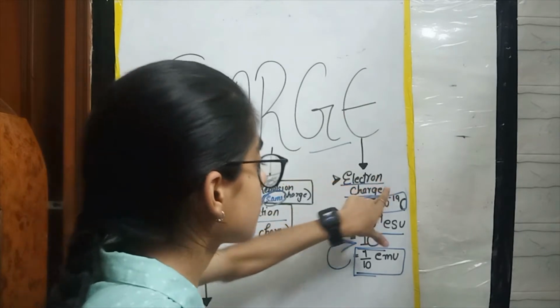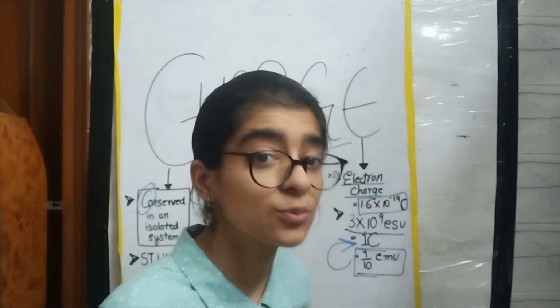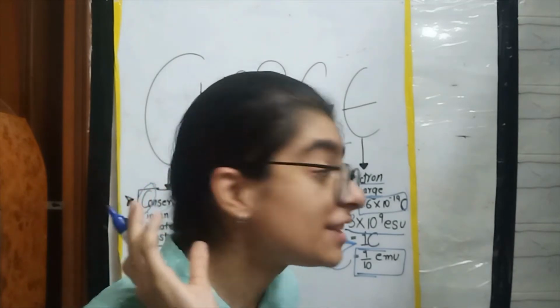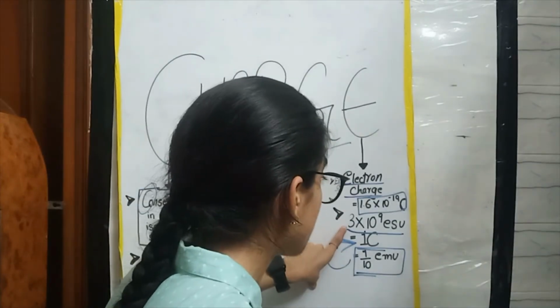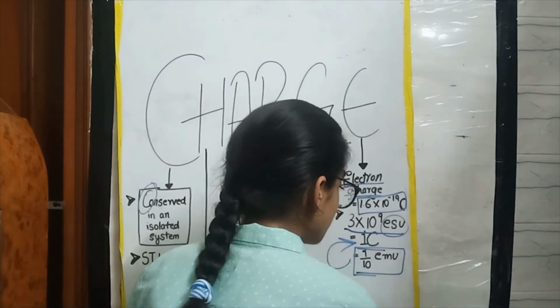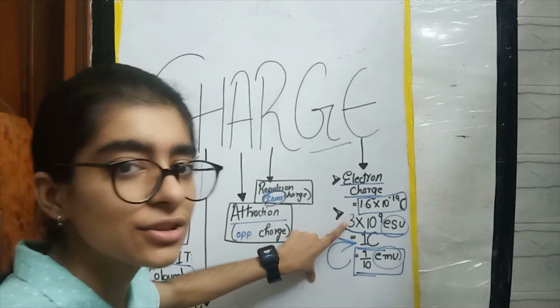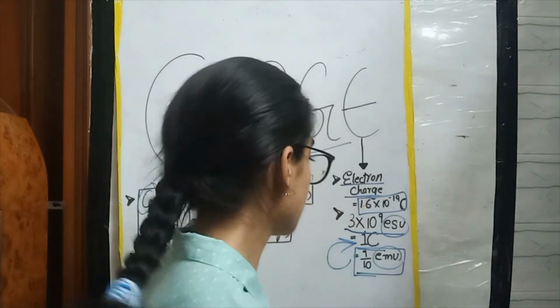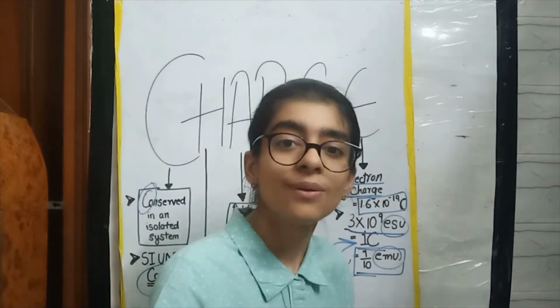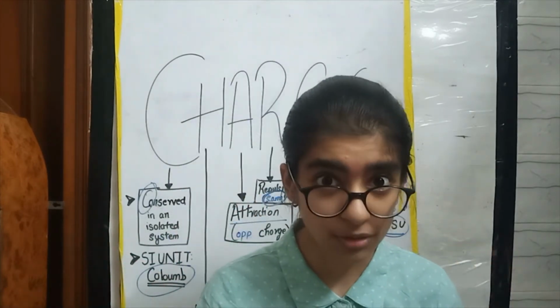E is electron charge. That is 1.6 into 10 raised to power minus 19 coulomb. And we have two more units of charge, that is ESU and EMU. 3 into 10 raised to power 9 ESU, 1 coulomb. 1 by 10 EMU, 1 coulomb. Hope you understand everything about charge.